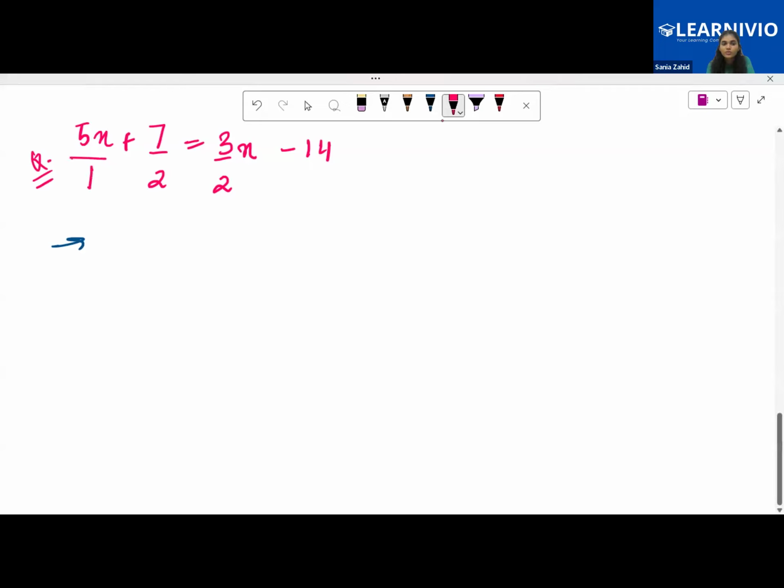So what you can do is, first of all, eliminate the denominator. How will you eliminate the denominator? First of all, put a denominator as 1 where there is no denominator. Now you have 1, 2, 2 and 1 as the denominators. What is the LCM of 1 and 2? LCM of 1 and 2 is 2. So whatever your LCM comes out, just multiply all the terms with the LCM. Multiply with 2.